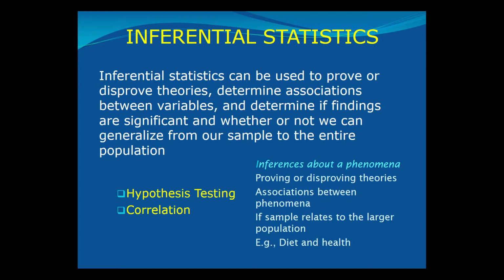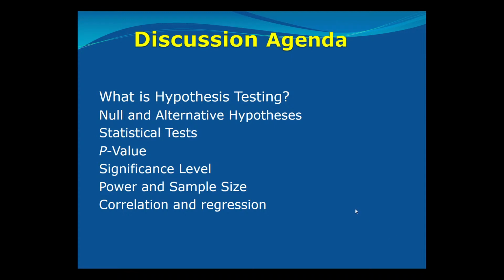We make inferences about a phenomenon by using methods of inferential statistics. There are some different methods, such as hypothesis testing and correlation. We use inferential statistics methods to prove or disprove theories, to study associations between phenomena, to study if a sample relates to the larger population. Examples are using different diets and health for the patients, for the persons.